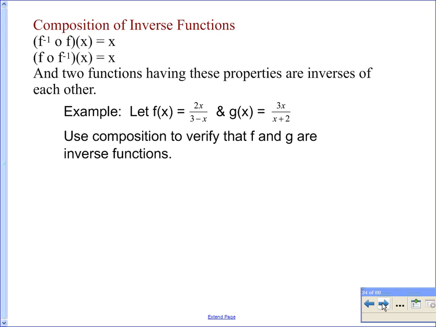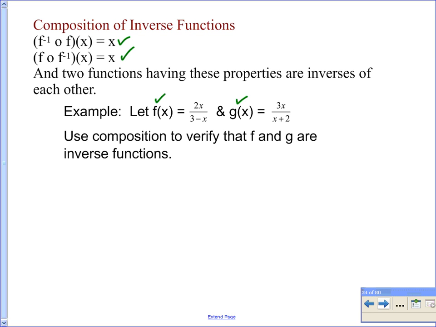And now let's talk about composition of inverse functions. In section 3.5, we talked about composition of functions, and now we're going to talk about composition of inverse functions. If I have f inverse of f of x, and that's equal to x, and then I flip that around and say f of f inverse of x, and that equals x, then the situation that we have is that those two are going to be inverses of each other. Okay, so in order to be inverses of each other, you must meet those two conditions. And here we have an example of that.